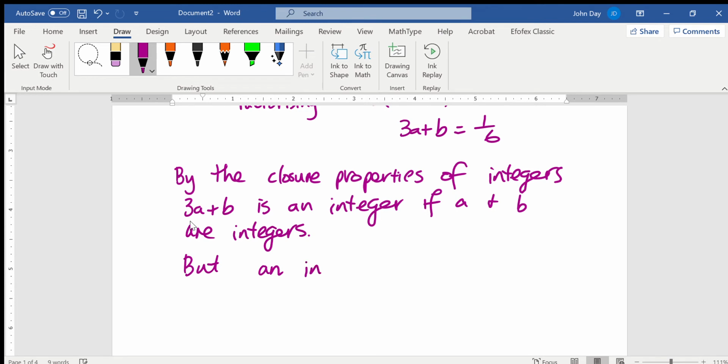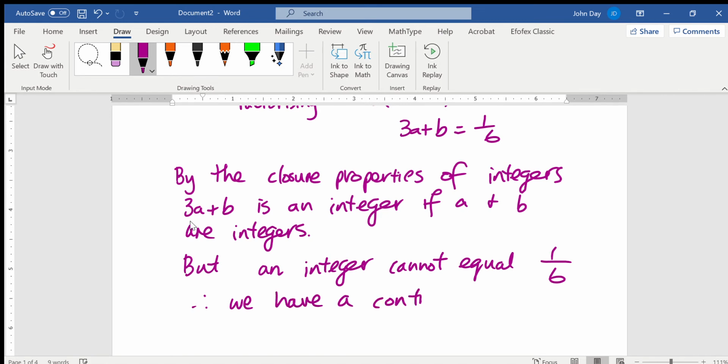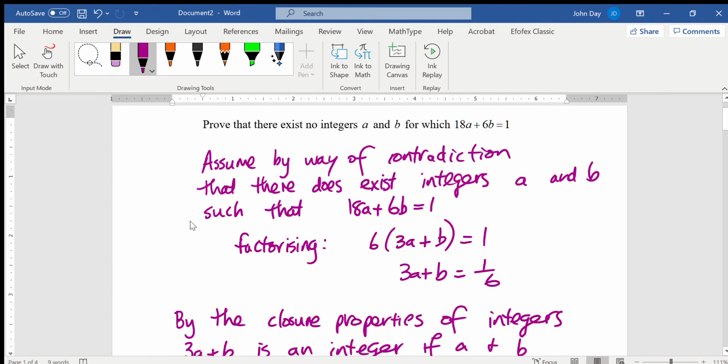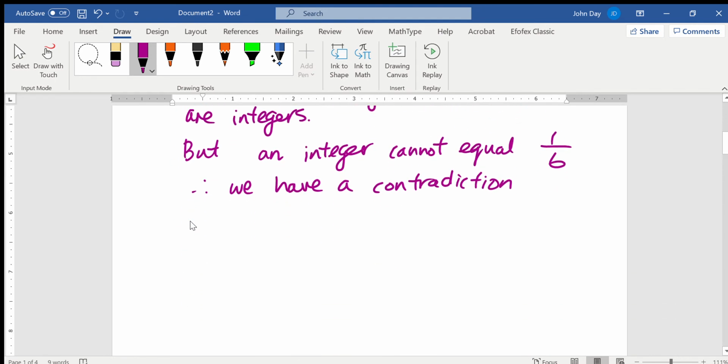An integer cannot equal a fraction like 1/6. Therefore, we have a contradiction, because we can't get an integer equaling a fraction like that. Therefore, there must not exist integers a and b such that 18a plus 6b equals 1.